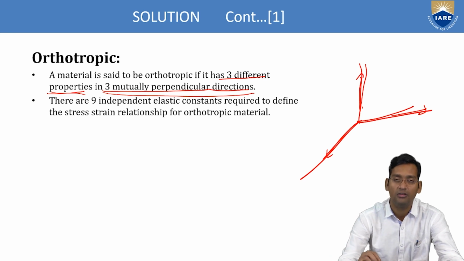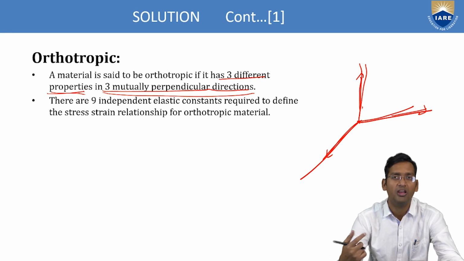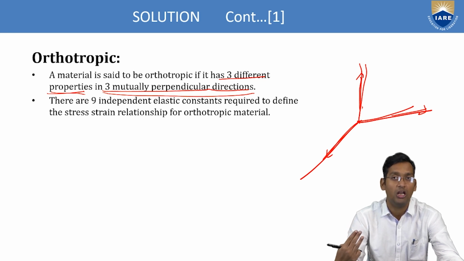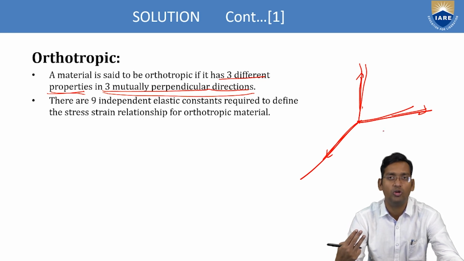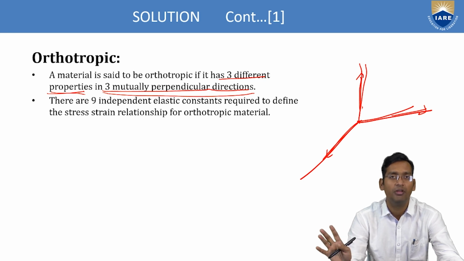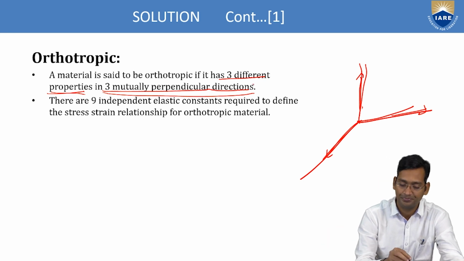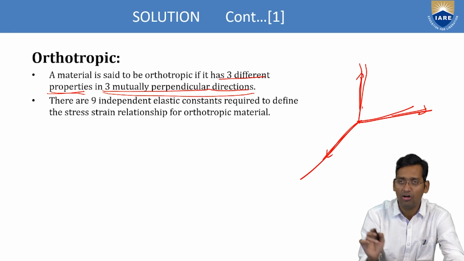In that case, we can say that it is orthotropic. Already we had seen in the isotropic case what is there: three orthogonal, not only mutually perpendicular, three orthogonal properties should be different, and two-fold symmetry, that axial rotation should be the same. Then only we can say that it is orthotropic. So in this case, three are already the same.